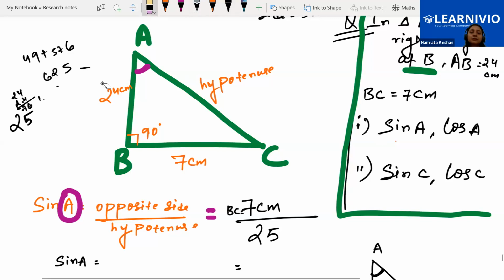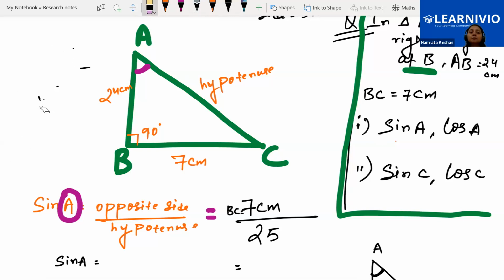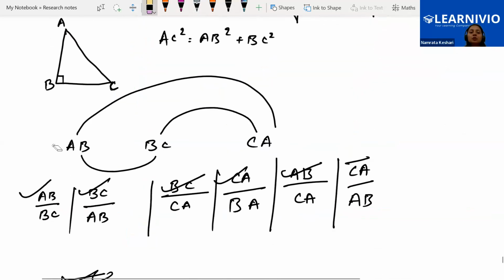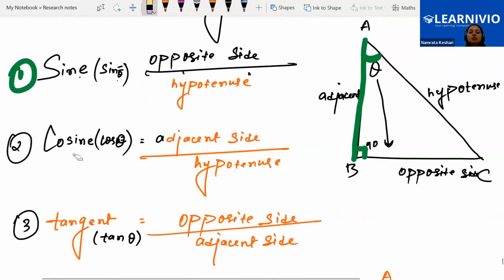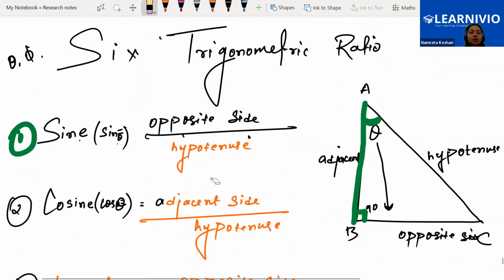Yes. Okay, let's find cos A also. There it is written cos A. Quickly tell me what will be cos A. The formula I am showing you. The formula is cos, cosine को cos भी बोलते हैं और उसका formula होता है adjacent side by hypotenuse. Okay, the formula for cos is adjacent over hypotenuse.